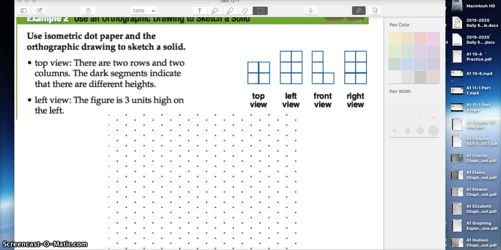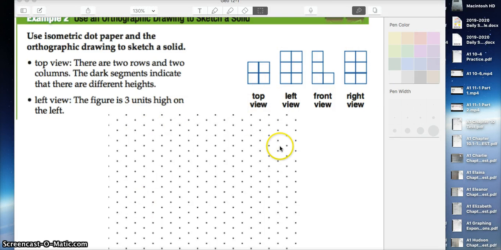So this next example is a bit of a trip for me because I don't know if I see this in the same way that our textbook authors do, and they don't really give us a guide in terms of answering the question. So let's see if we can try to do it. We're going to try to use this isometric dot paper to draw this orthographic drawing.